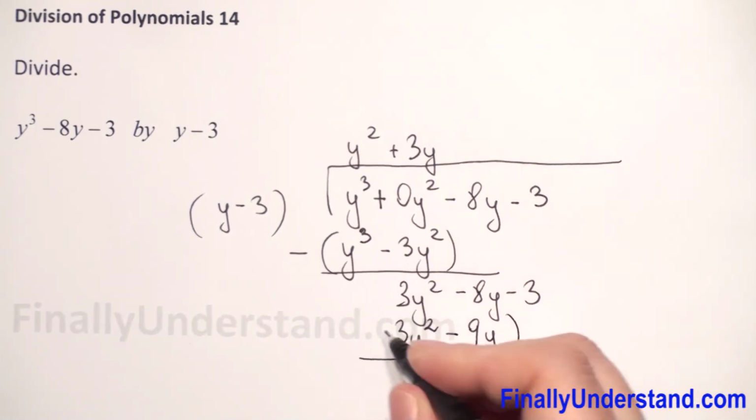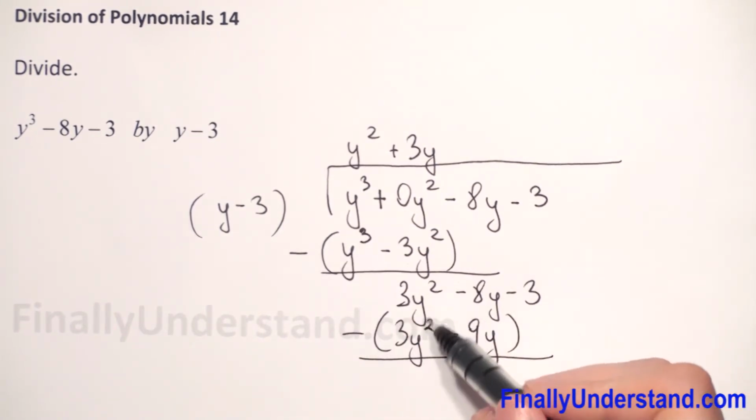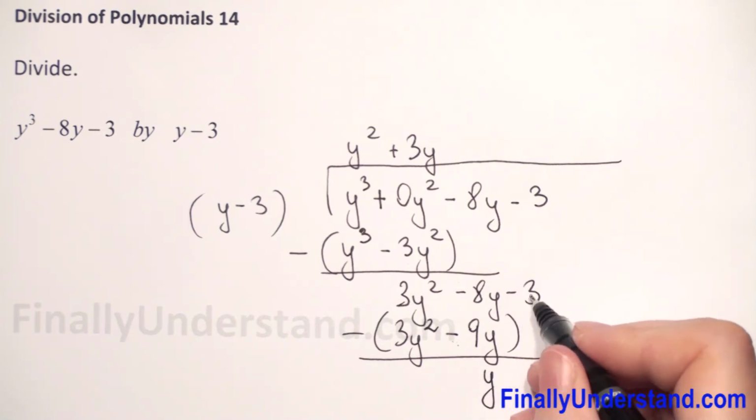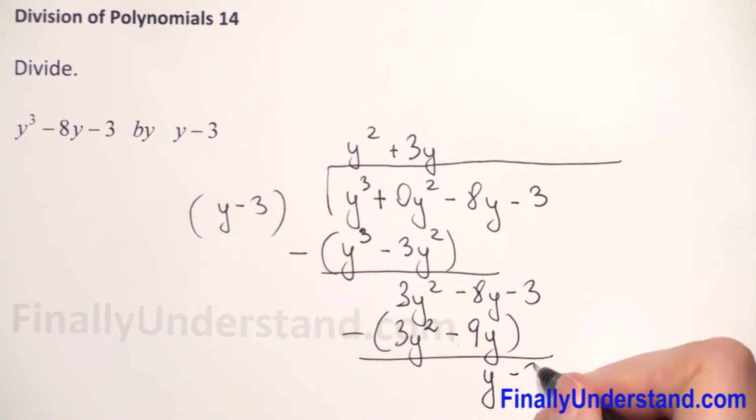Now we have to do subtraction again. 3y squared minus 3y squared is 0, we don't have to write it. And negative gives me positive 9y. Negative 8y plus 9y gives me 1y, so I can write it like y. And we have to drop down negative 3.